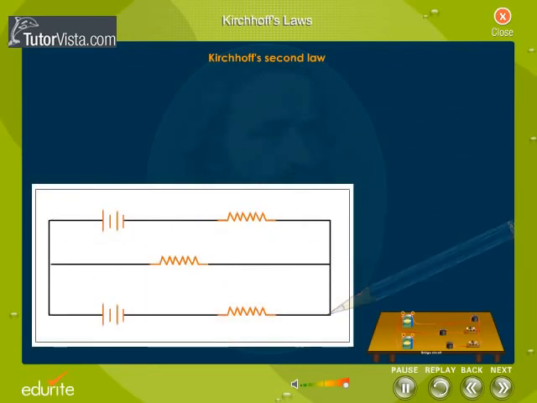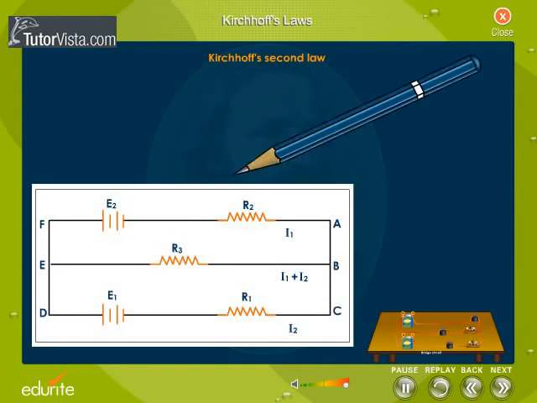First, draw a circuit diagram to represent the circuit. Mark the direction of flow of current through each branch of the circuit. Then apply the sign convention.